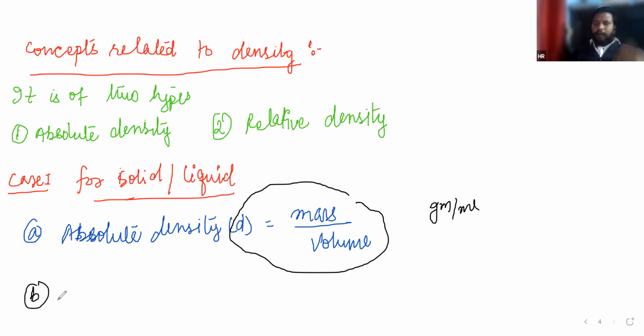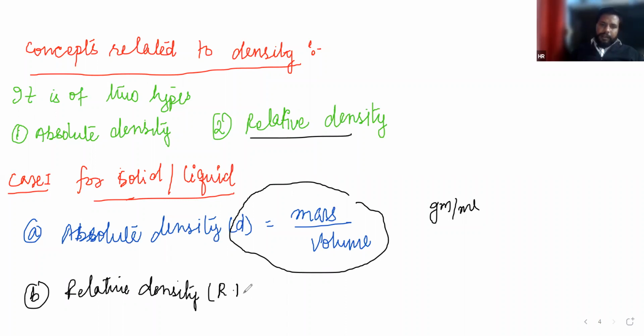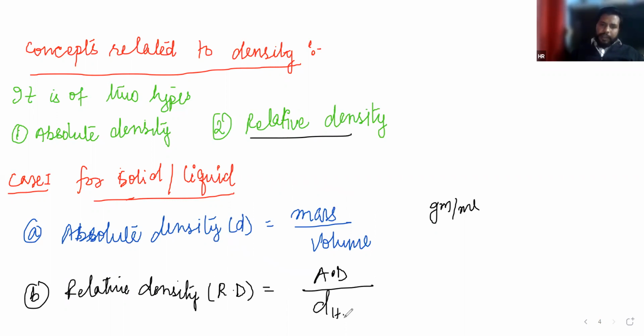And the second type, B, is relative density. Just see relative density. Relative density, that is RD, equals absolute density upon density of H2O at 4 degrees centigrade. That, we already know, is 1 gram per ml.